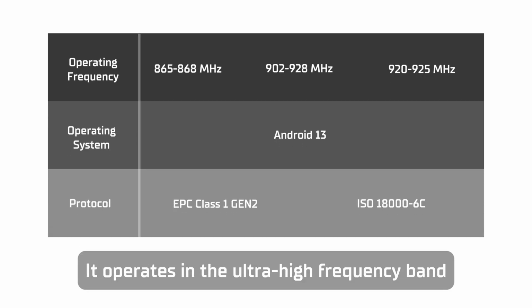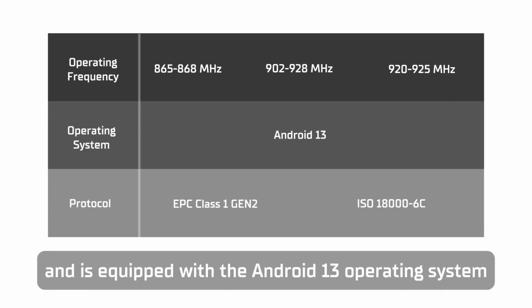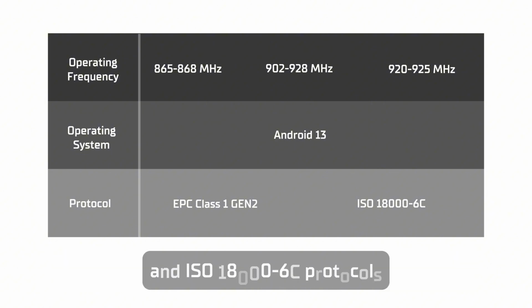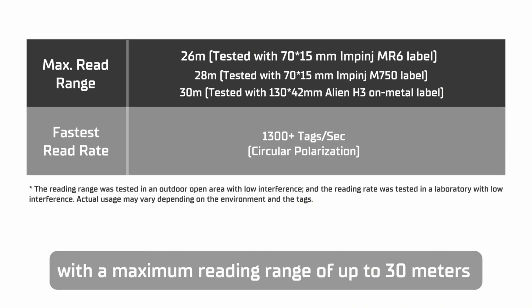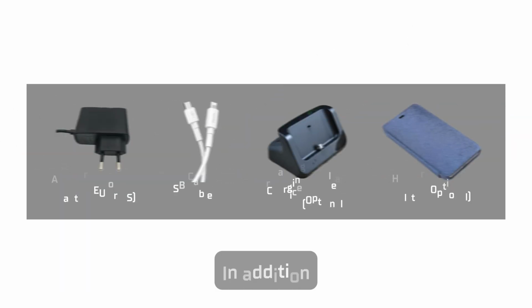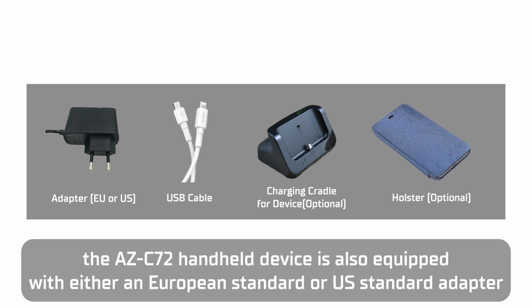It operates in the ultra-high frequency band and is equipped with the Android 13 operating system. It supports globally recognized EPC Class 1, GN2, and ISO 18006C protocols, with a maximum reading range of up to 30 meters, and the fastest read rate is over 1300 tags per second. In addition, the AZ-C72 handheld device is also equipped with either a European standard or US standard adapter.